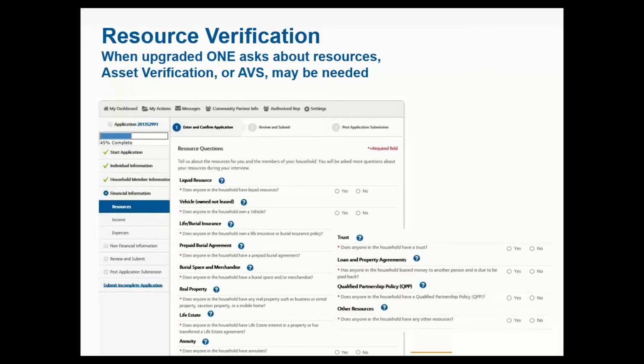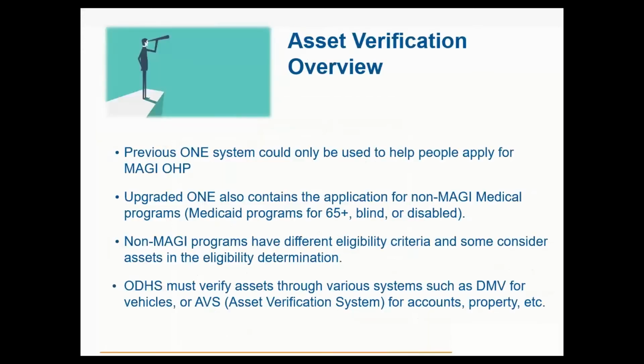Right, and these are the list of all of the resources that we ask about. And as a reminder, hopefully at this point, the previous system could only be used to help people apply for MAGI OHP. MAGI OHP does not look at resources, so you never would have seen those resource questions before. But the upgraded one also contains the application for the non-MAGI medical programs.